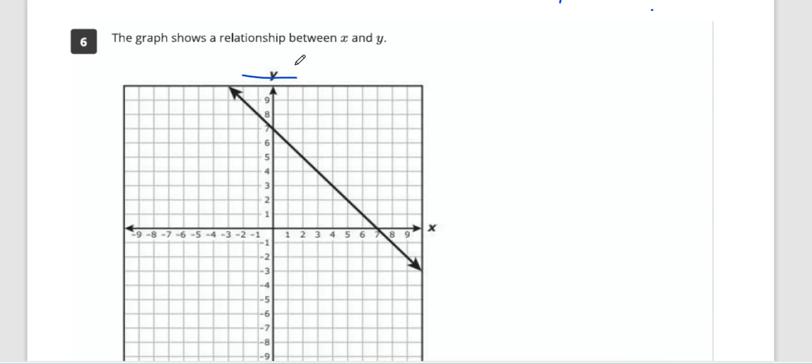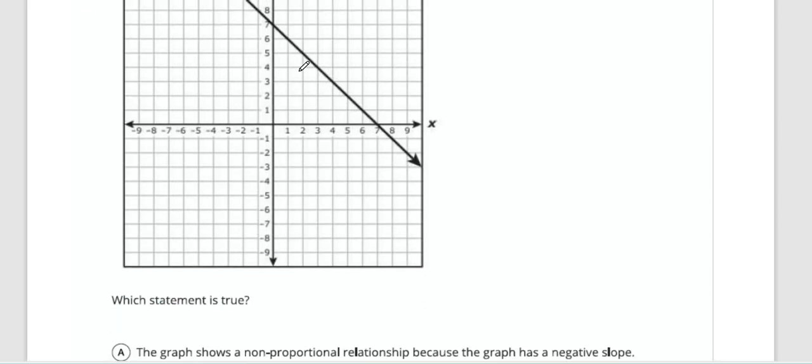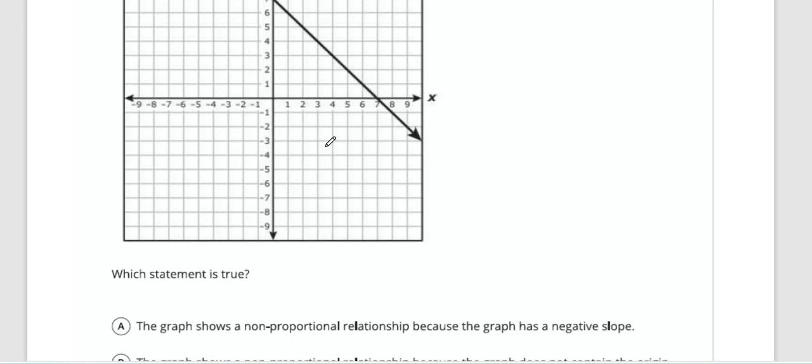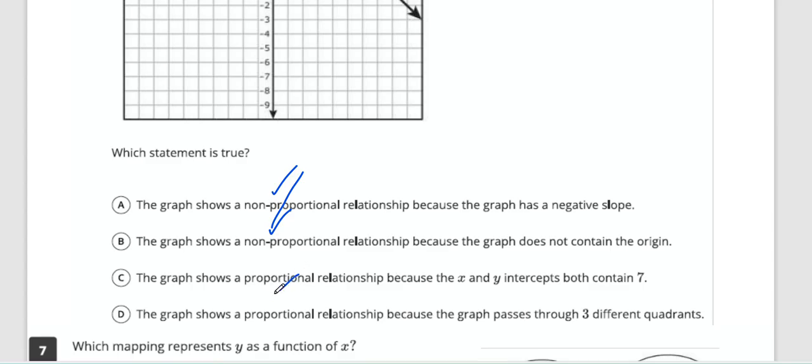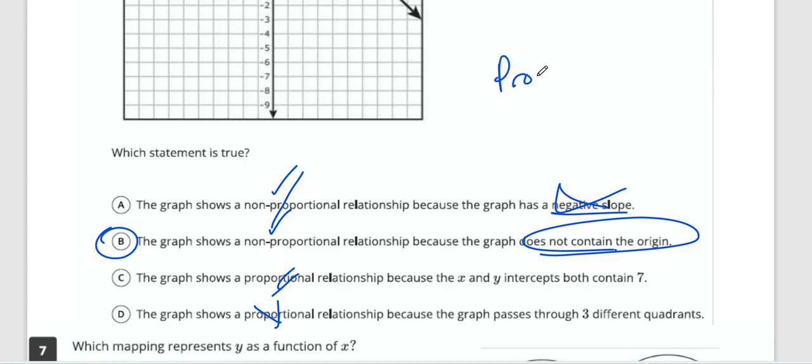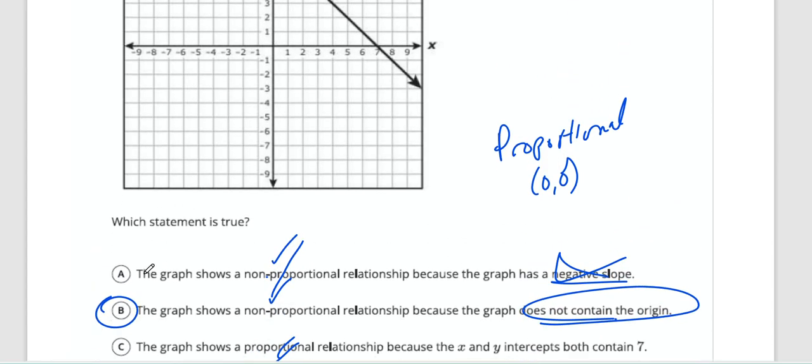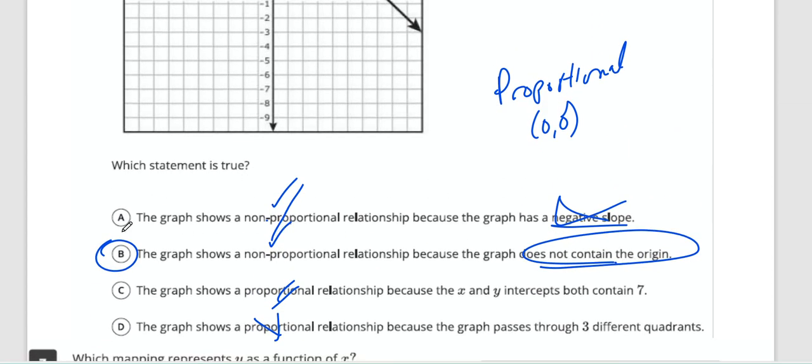This one shows a relationship between X and Y. I'm going to say it's just 2 points. Let's see what this is. Okay, it's non-proportional because it doesn't go to the origin, right? And it says proportional is out. So the graph is not proportional, not because of the slope, but because it does not contain the origin. Remember, just the word proportional or proportion has the origin. It's non-proportional because it doesn't have the origin. You see, this one doesn't go to the origin.